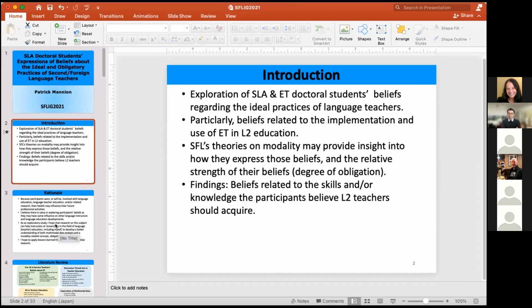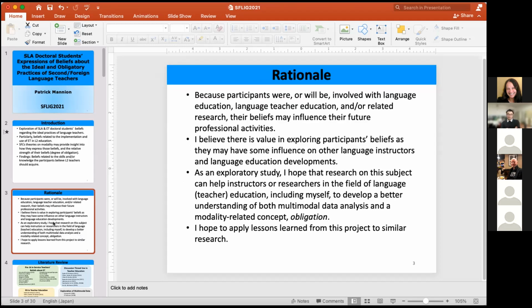After I finished my dissertation, one of the themes was that the participants expressed a lot of beliefs about the ideal practices of teachers. So I thought I would use SFL theory to go back and look at some of that data. This is the rationale for my original dissertation: because these participants are planning to become teacher educators, what they believe about teacher practices and educational technology is important, I thought.